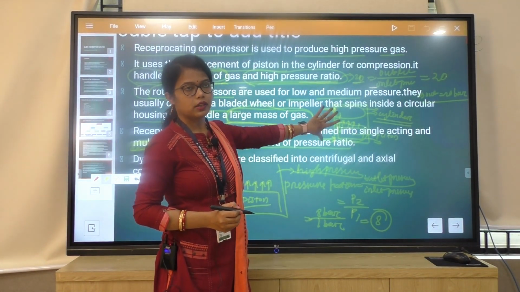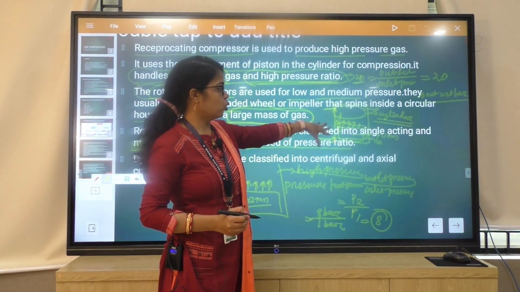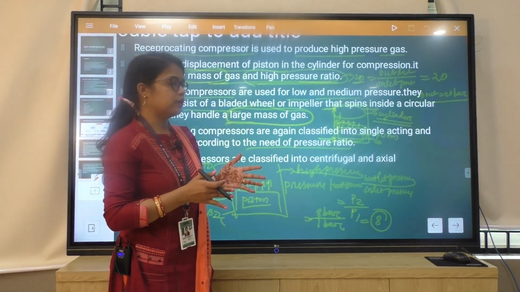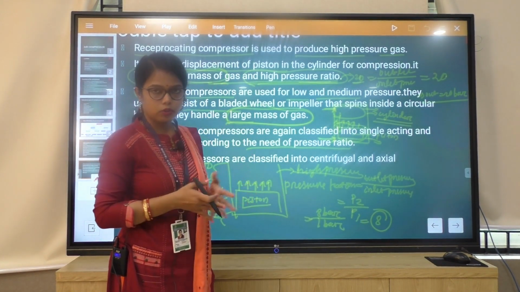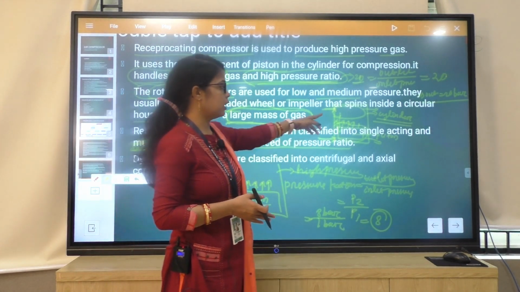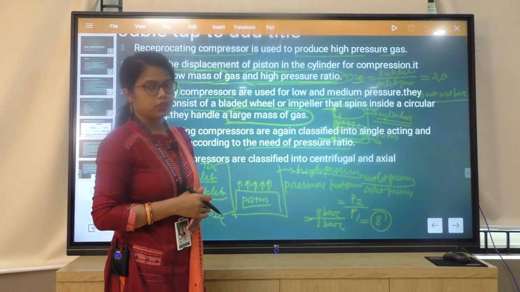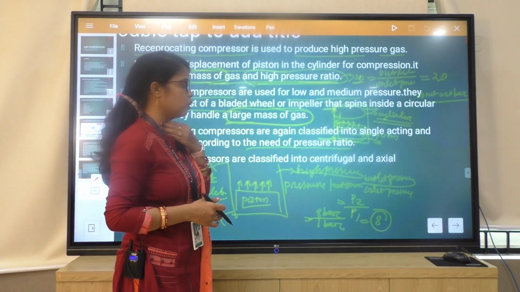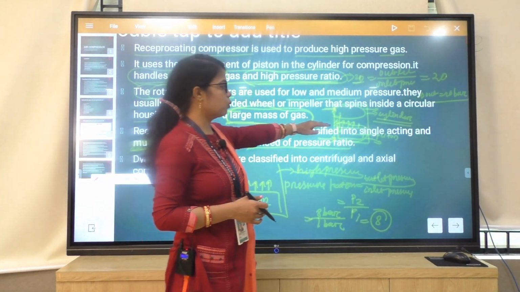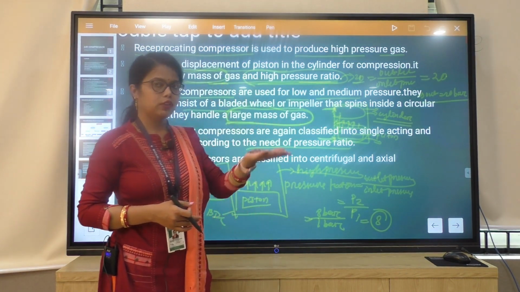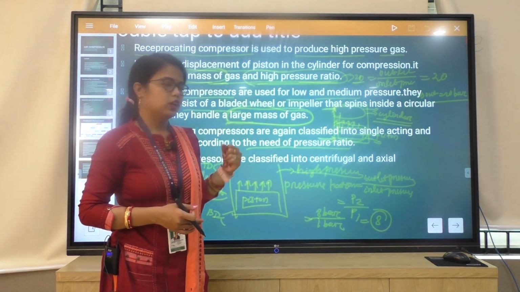That means it has more efficiency. And at a certain time it can compress more amount of air. This is called double acting. And in case of single acting air compressor, what single acting is doing, simply if at one side of the piston the air is entering and leaving, then that is called single acting.